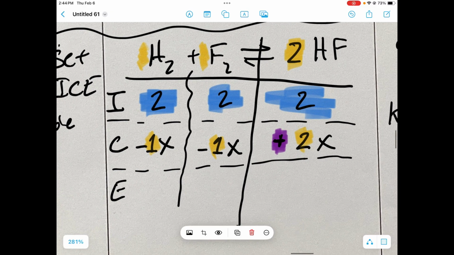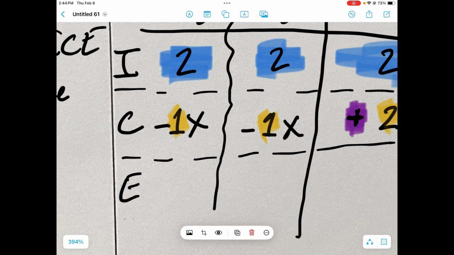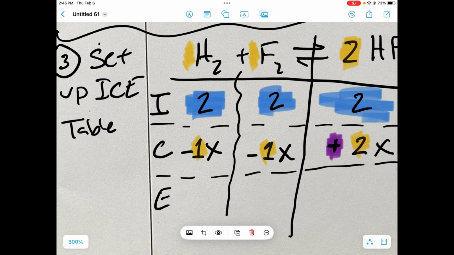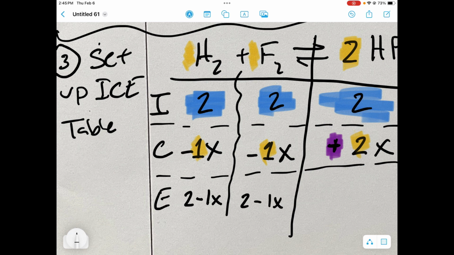So now what I'm going to do is figure out what my equilibrium should be. So I'm just going to add up the column. So for H2, I know that I start at 2, but then I decrease by whatever 1x is. Not sure what it is. I have a number and a variable. I can't combine those, so I'm just going to bring the whole thing down. I'm going to do the same thing for F2. It starts at 2, and it's going to decrease by 1x.